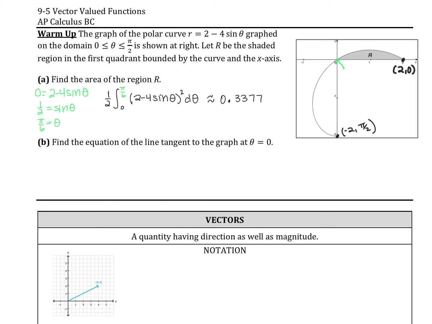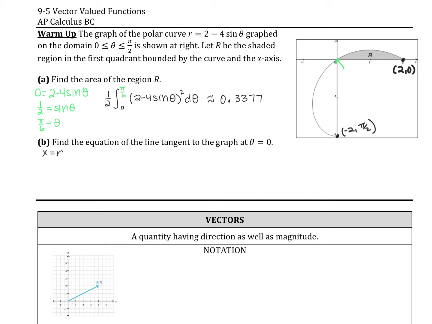All right. Now, to find the equation of the line tangent to the graph, I need a slope. But the problem is, if I need a slope, I need to figure out dx/d theta and dy/d theta so I can figure out dy/dx. And I don't have that information. So I'm going to need to parameterize my equation.